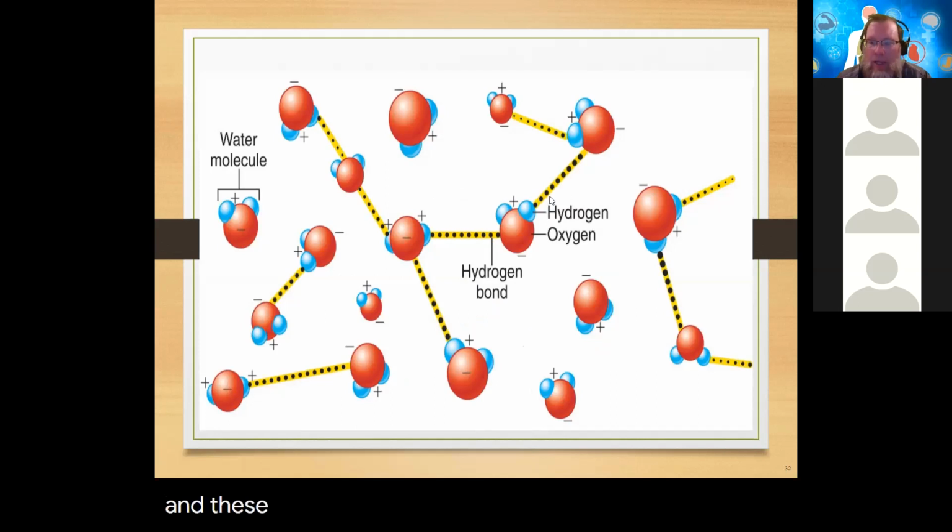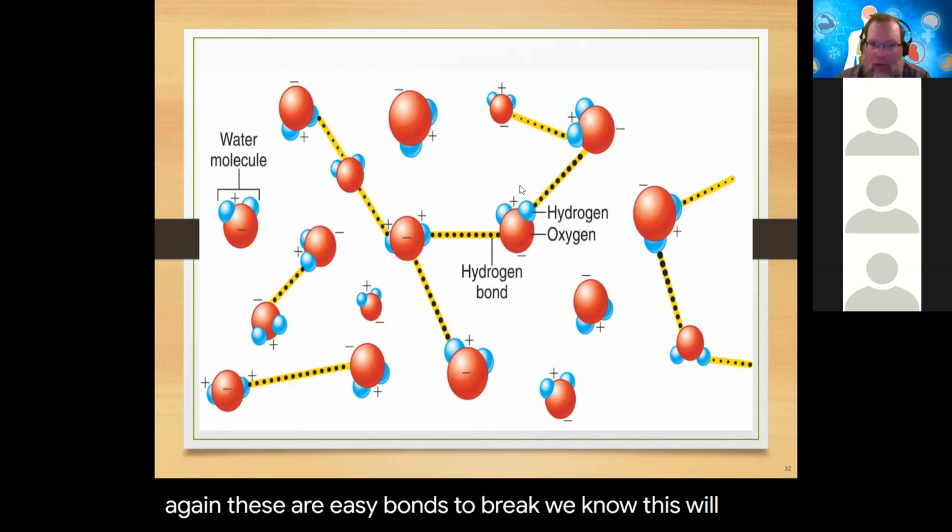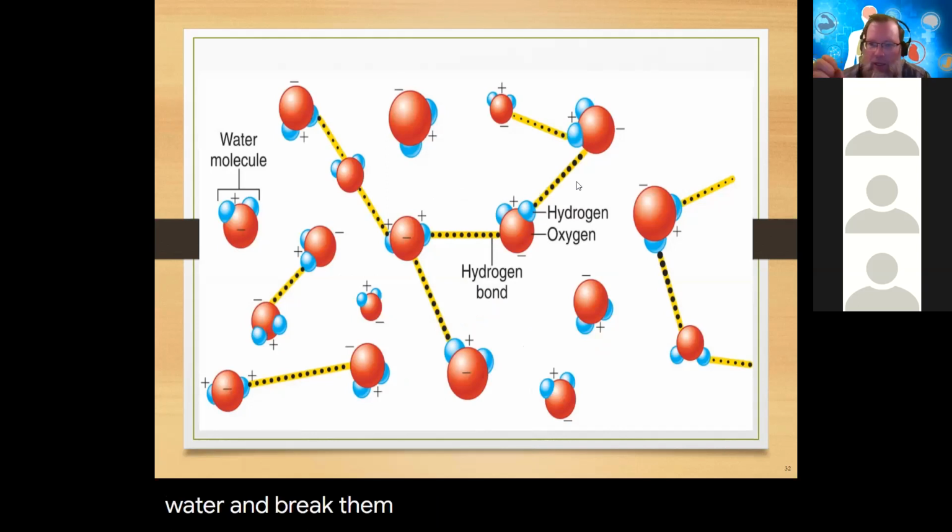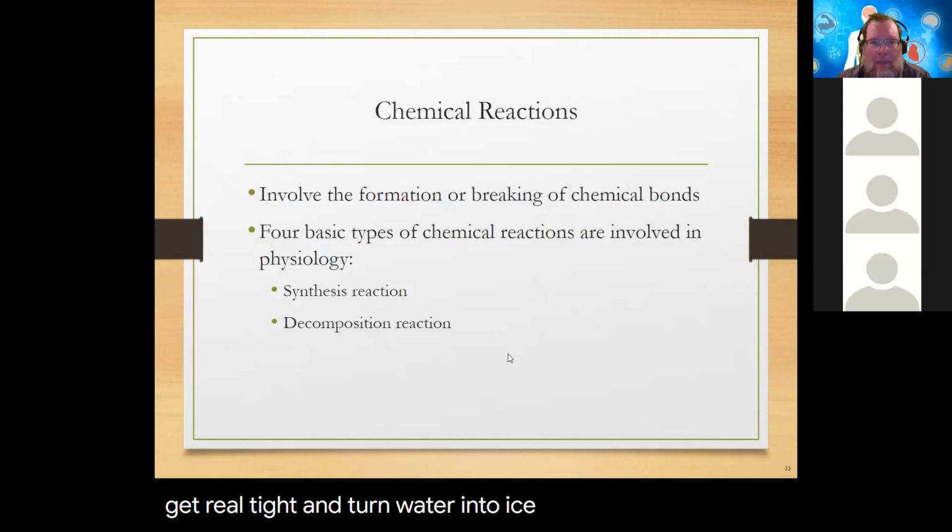And these are hydrogen bonds. And again, these are easy bonds to break. We know this with water, right? We can break these bonds. We can heat up the water and break them, get steam out of the deal. We can cool the water excessively and get those bonds to get real tight and turn water into ice.